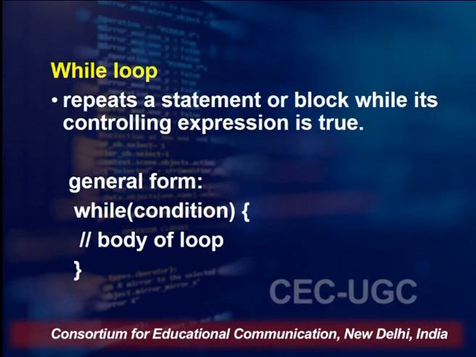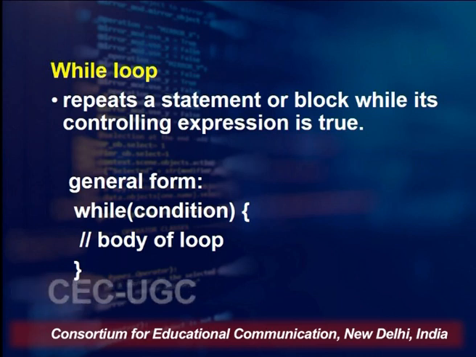So let us start with these three loops: while, for and do while. Let us start with the while loop. As you know, it is a loop, so it will repeat a statement or a block of statements while its controlling expression is true. So what is the general form?